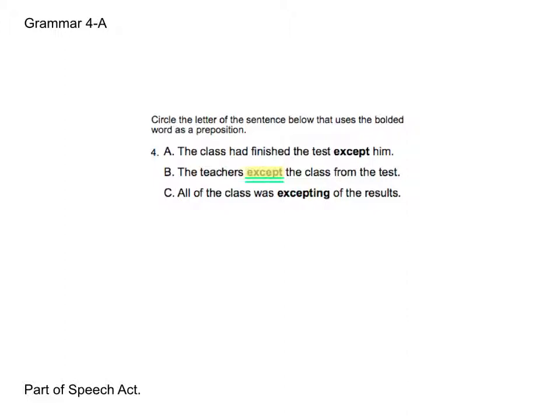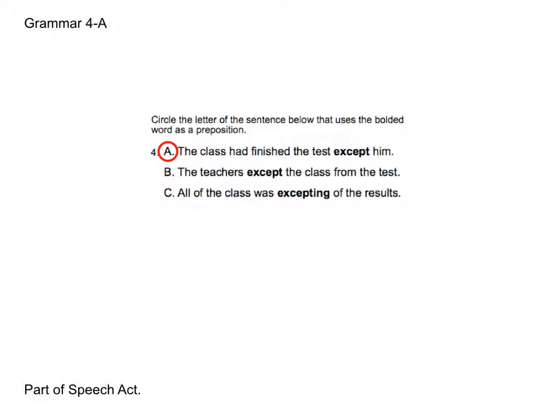So our last sentence, all of the class was accepting of the results. Now, if you're using your handy-dandy dictionary, you will know that this is a nonsense use of the word. That is not appropriate for this word. It's the other similar sounding accepting, A-C-C-E-P-T. So our answer for this is going to be A. The class had finished the test except him. Except in this sentence is a preposition.